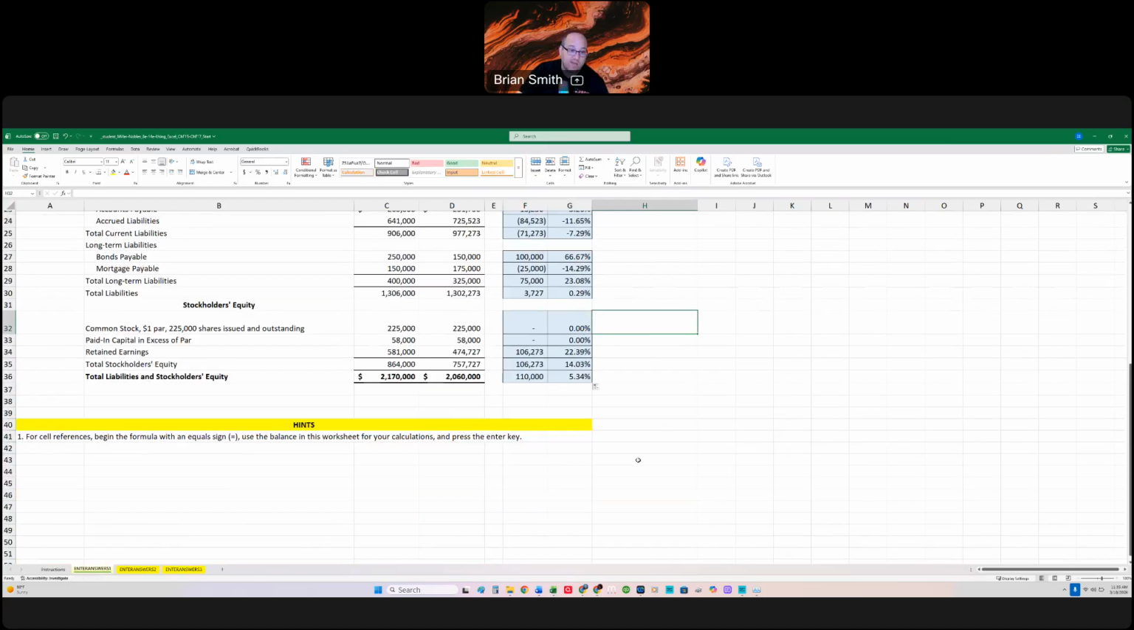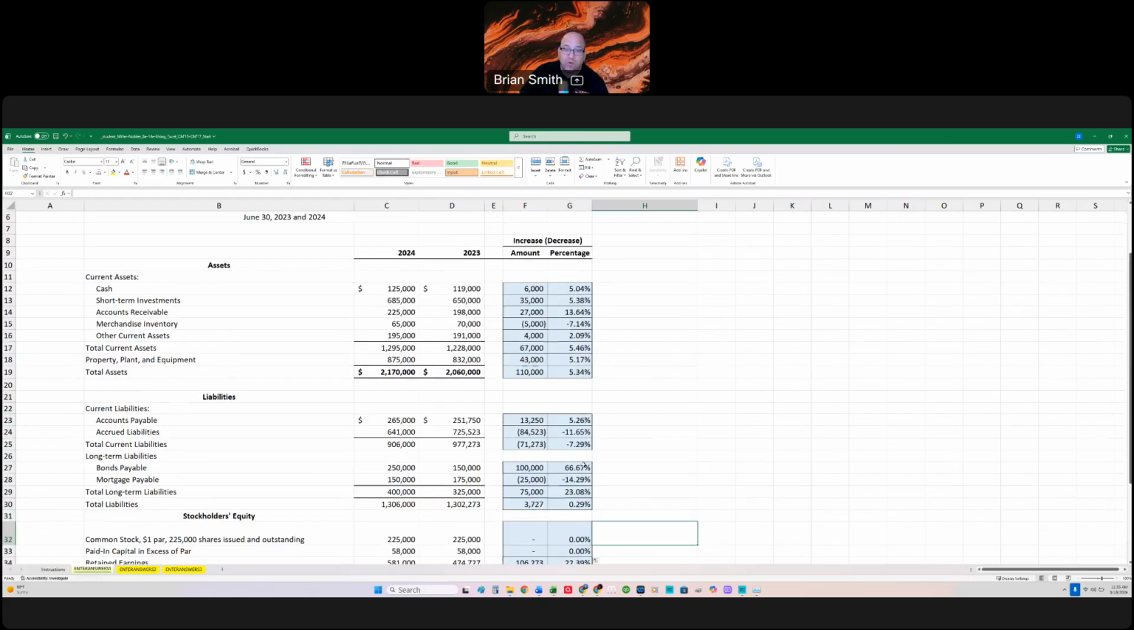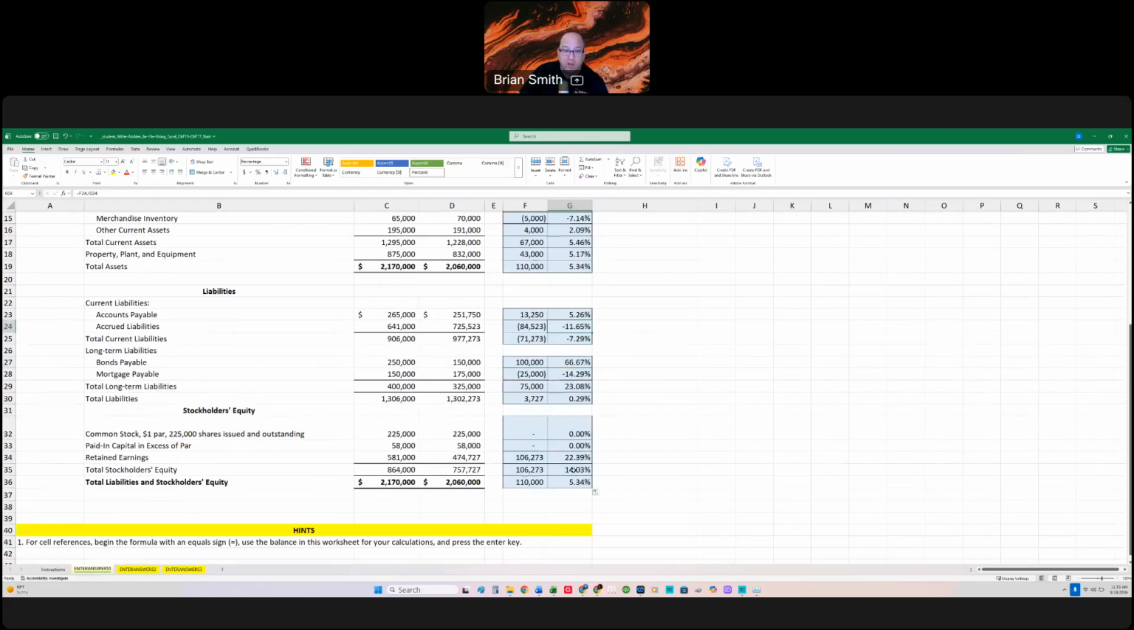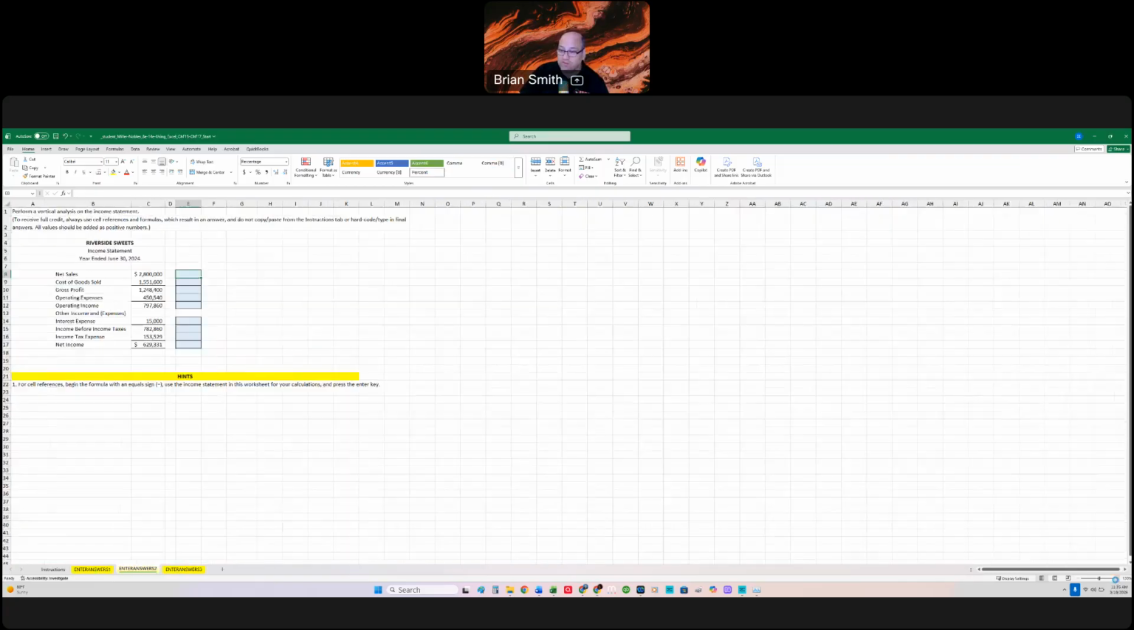There's your horizontal analysis. Too easy, hopefully. This tells us a little bit about what's going on with the company. Look, our liabilities decreased. Not a bad thing. Our equity increased, retained earnings. That's a good thing. Okay. Pretty healthy, pretty good looking there. Now we're going to jump over. That was the balance sheet.